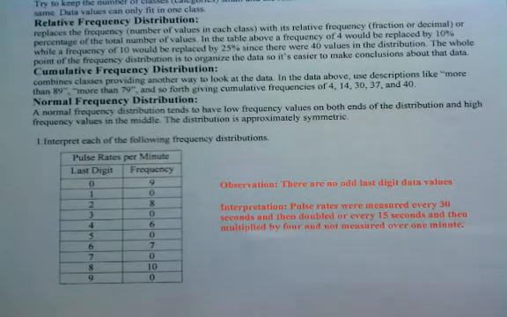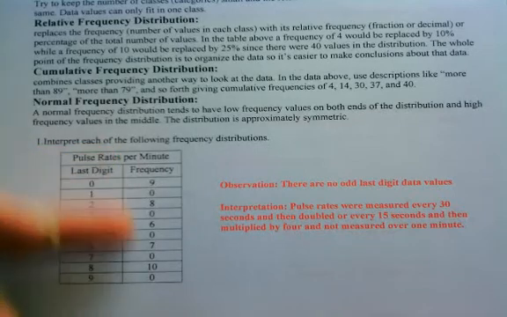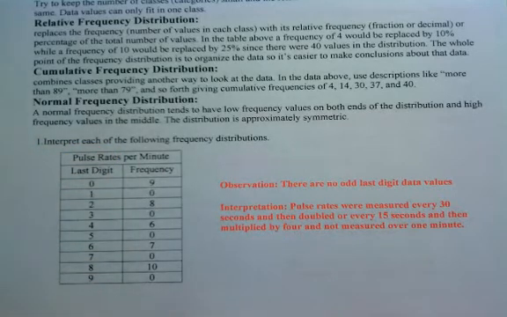Well, here, the interpretation is that the pulse rates were measured every 30 seconds and then doubled. Or they could have been measured every 15 seconds and then multiplied by 4. However, they were not measured over an entire minute. That's really the interpretation. It was a part of a minute, and then it was multiplied by some even number, and that's why all our frequencies end up with the even numbers.